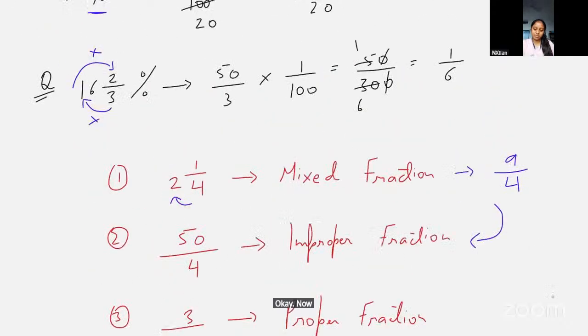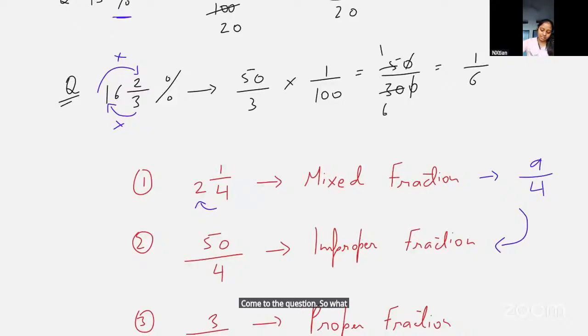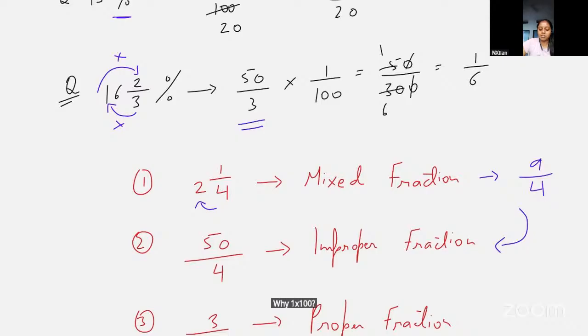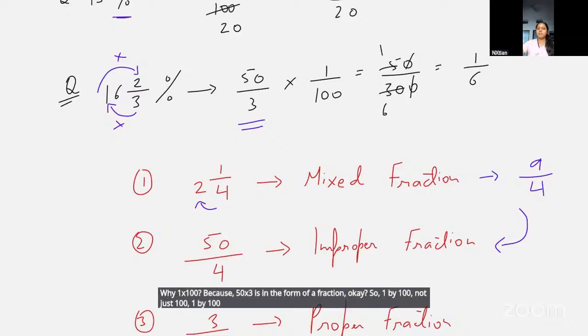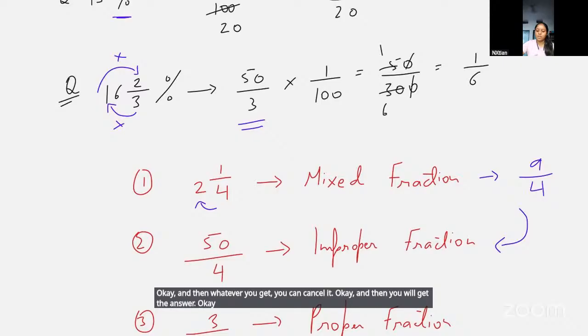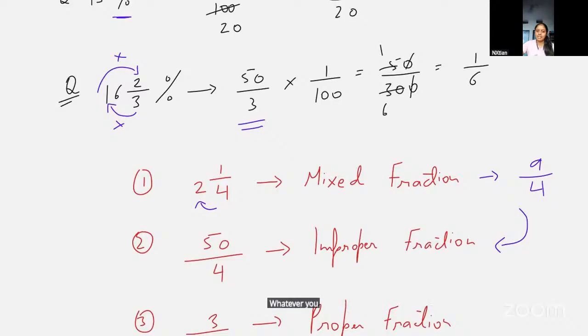Come to the question. What we did is convert it to the improper fraction 50 upon 3. Then we multiplied it by 1 by 100. Why 1 by 100? Because 50 by 3 is in the form of a fraction, so we multiply by 1 by 100, not just 100. We keep it in fraction form, multiply the denominators, and then whatever you get, you can cancel it, and then you will get the answer.